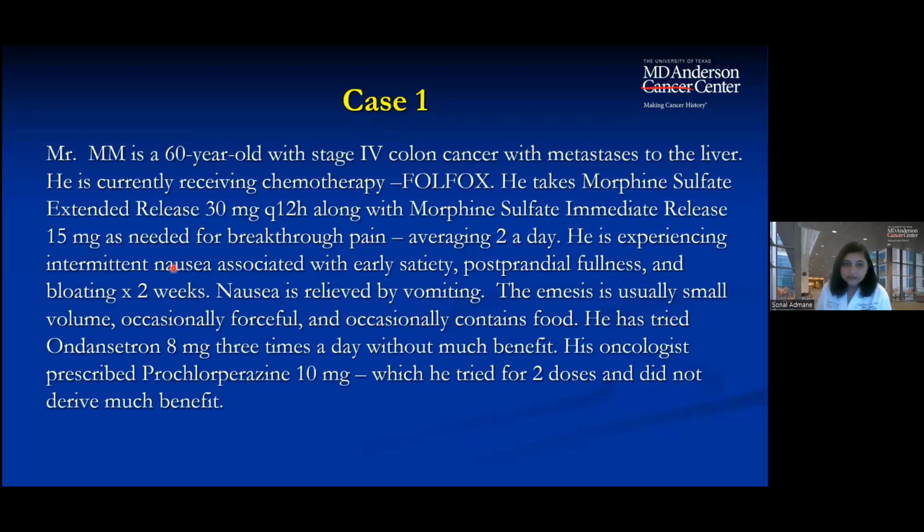Mr. MM. He's a 60-year-old gentleman who has stage 4 colon cancer and is seen in your clinic. He is currently receiving chemotherapy, also on extended release and short-acting opioids, which he takes for his cancer pain, and he has a 2-week history of nausea. He is on ondansetron 8 milligrams 3 times a day without much benefit. He also recently started taking prochlorperazine 10 milligrams. He's tried it for 2 doses, but he still continues to complain of nausea and vomiting.